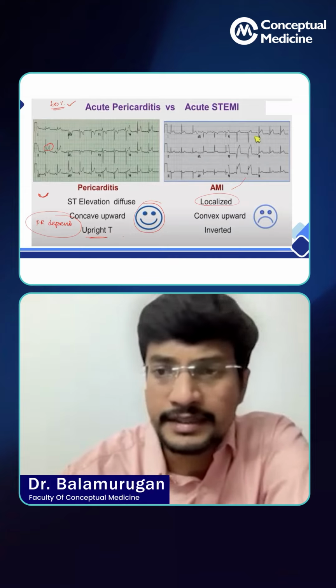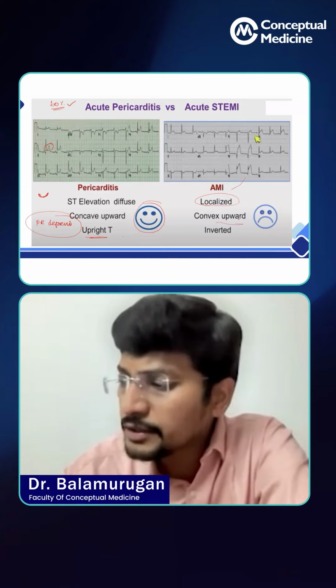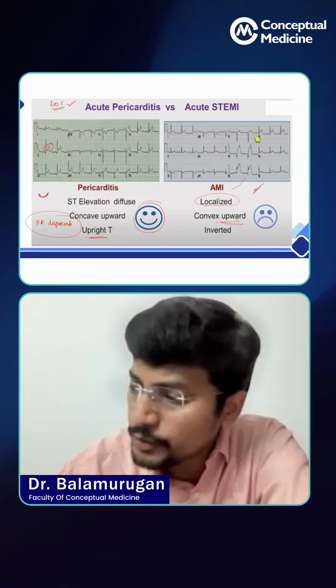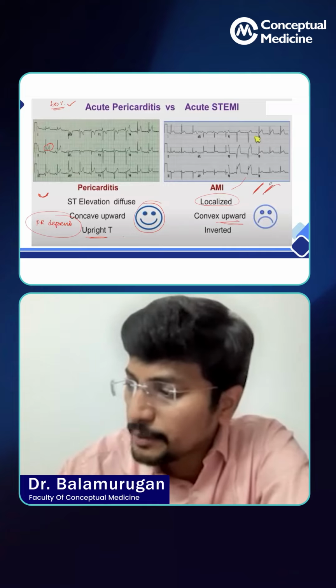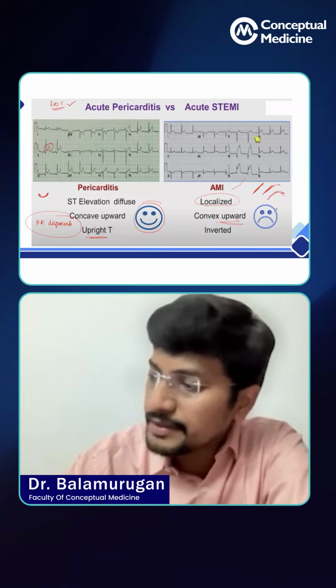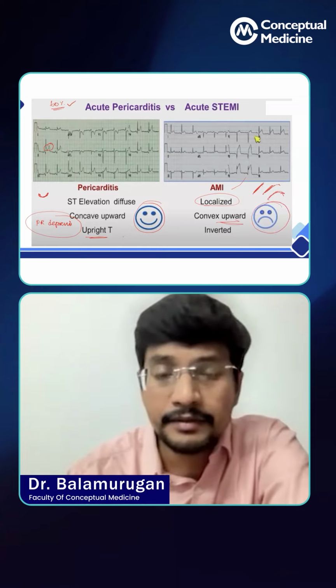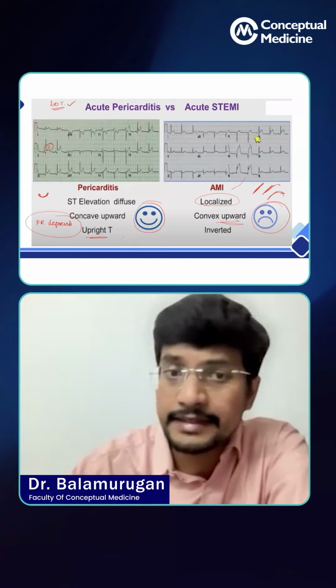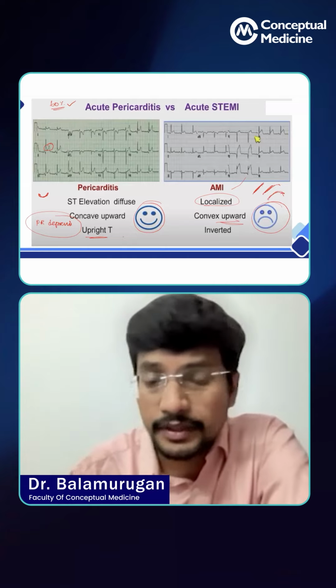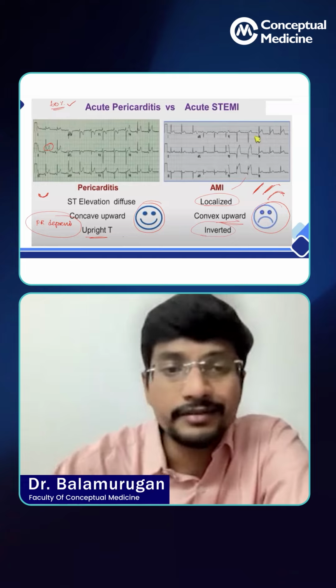reciprocal ST depressions. Okay, reciprocal ST depressions. And it is convex upwards. You see, these are ironed out segments. They are convex upwards like this. So that's why this bad smiley is put here. It means it's a very dangerous thing and it needs immediate treatment. Okay, and the T waves can become inverted.